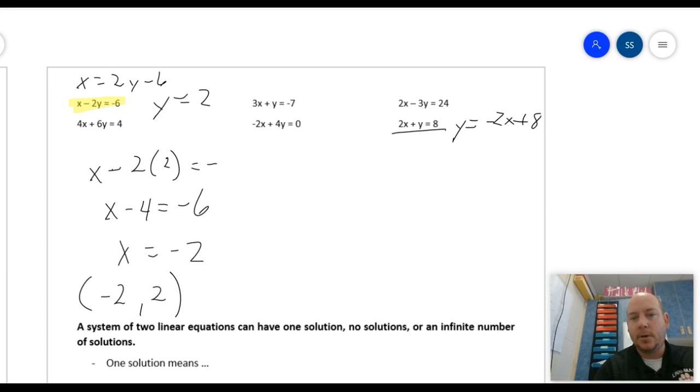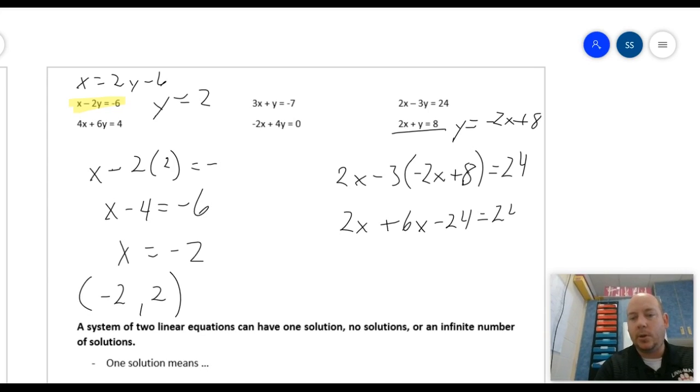Okay. Take my first equation, 2x minus 3, and substitute my y with negative 2x plus 8, equals 24 there. Okay, use your distributive property. Again, be a little careful. We've got a minus there, so that's negative 3. So negative 3 times negative 2 is positive 6x. Negative 3 times positive 8 is negative 24. Okay, combine like terms there. 2x and 6x is 8x minus 24 equals 24. Add 24 to both sides, so 8x would be 48. And divide both sides by 8, x would be equal to 6.